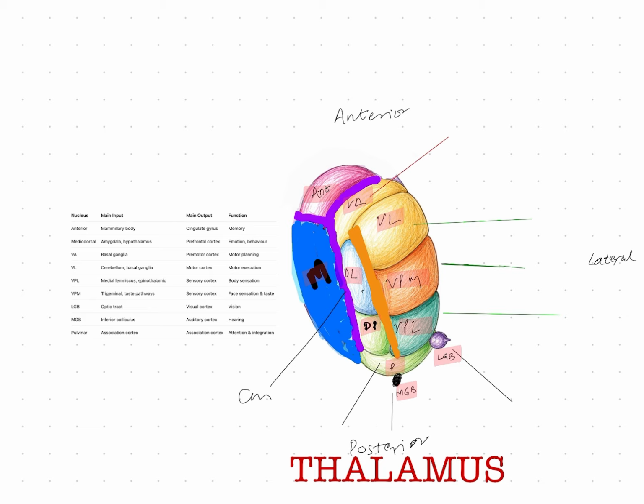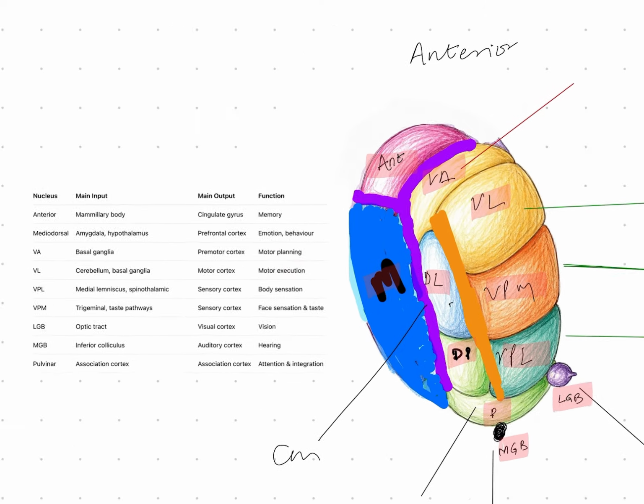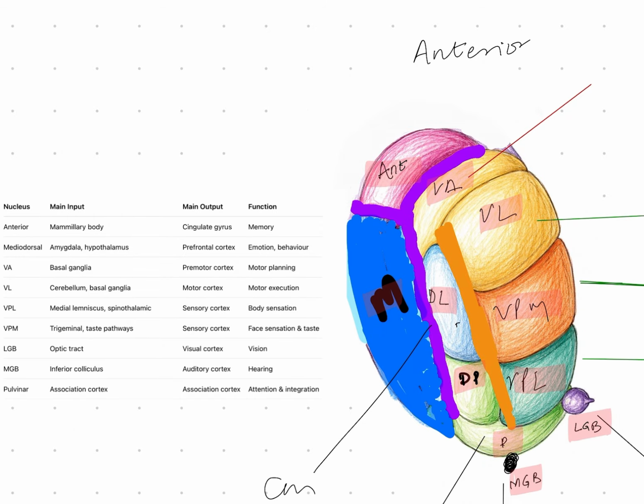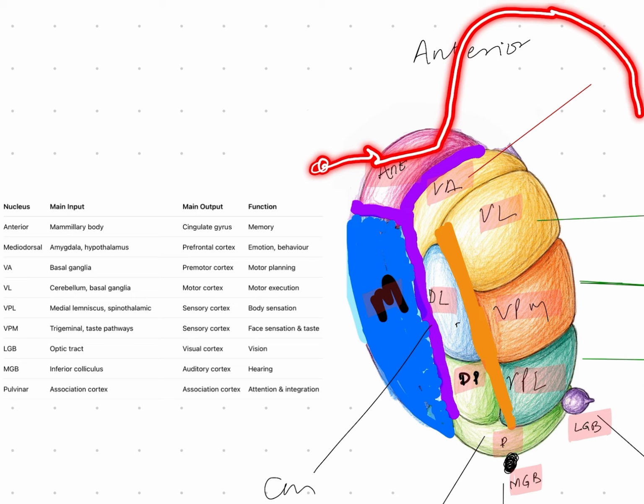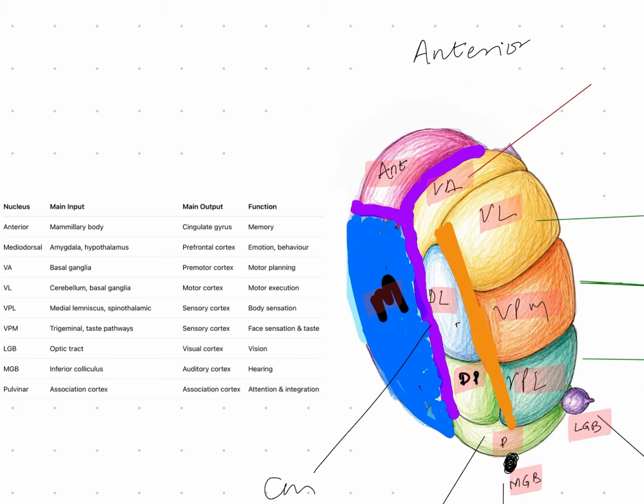And then what are the functions of these nuclei? We'll start with the anterior group first. The anterior nucleus is a part of the Papez circuit. So input is from the mammillary body. The mammillary bodies give input here, and this gives input to the cingulate gyrus, and then it will give the circuit to the hippocampus to complete the Papez circuit. So this is associated with memory and emotion for the Papez circuit.